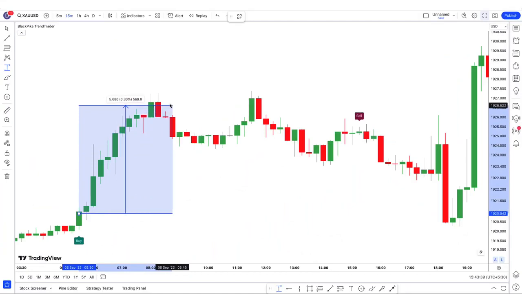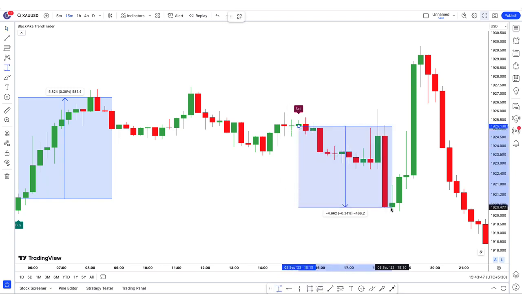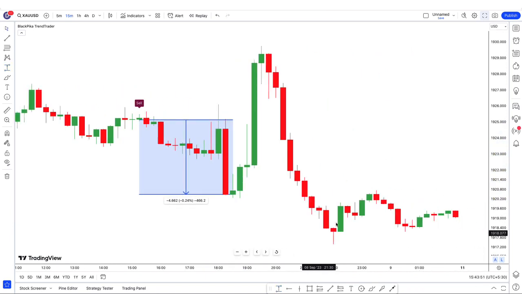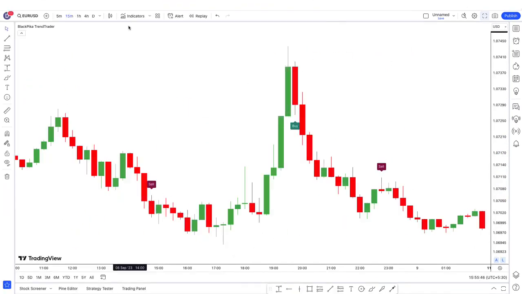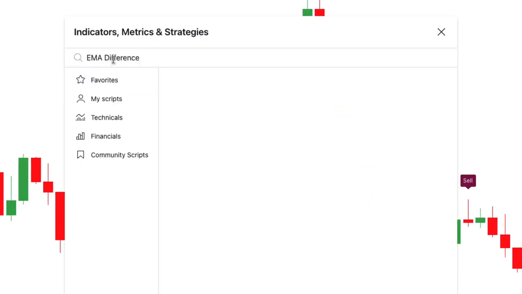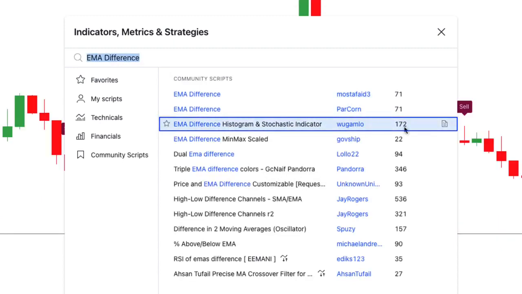Now you can enter trades with the buy and sell signals from the indicator. But hold on, you're not quite done with the strategy yet, because we need to filter out some signals in specific market conditions like ranging trends. So go back to the Indicators tab, add another indicator, and search for EMA difference and select EMA difference histogram and stochastic indicator by Wugamlo.